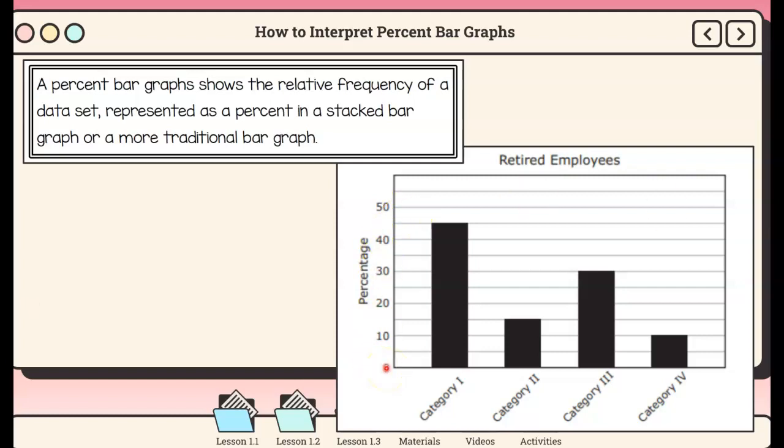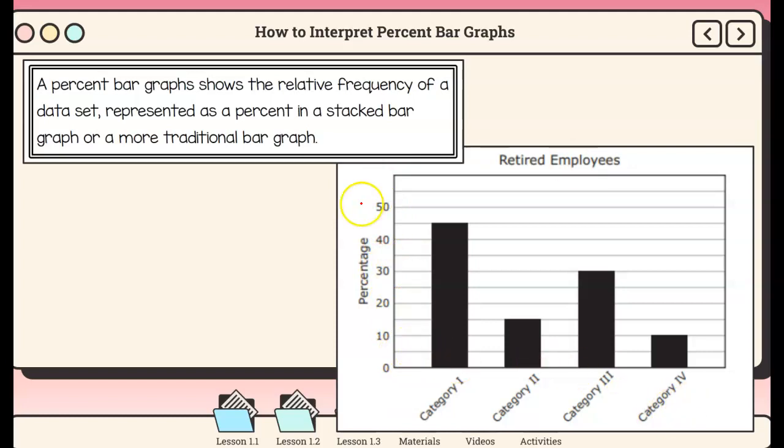All right, we have 0. We skip a line, 10, skip a line, 20, skip a line, 30. So that means if I don't skip a line, I'm counting by 5. So I have 5, 10, 15, 20, 25, 30, 35, 40, 45, 50, 55, and 60. Okay, so each line I can see is worth 5.